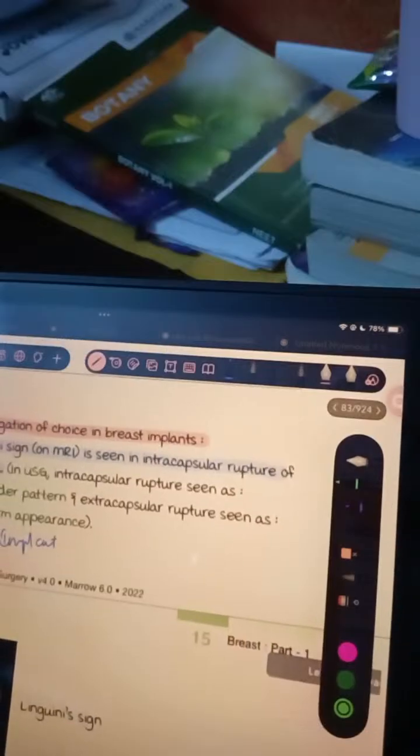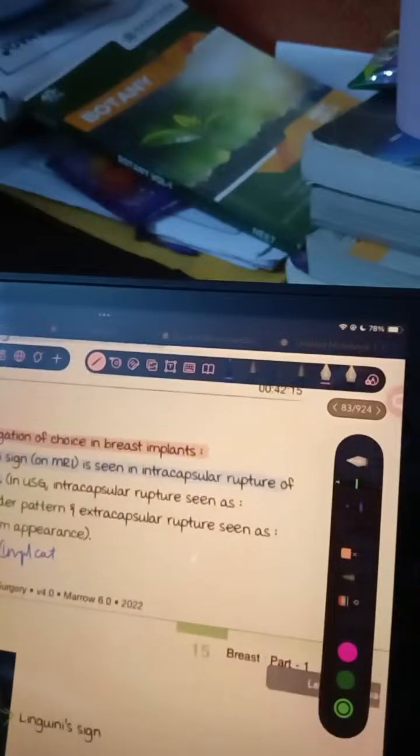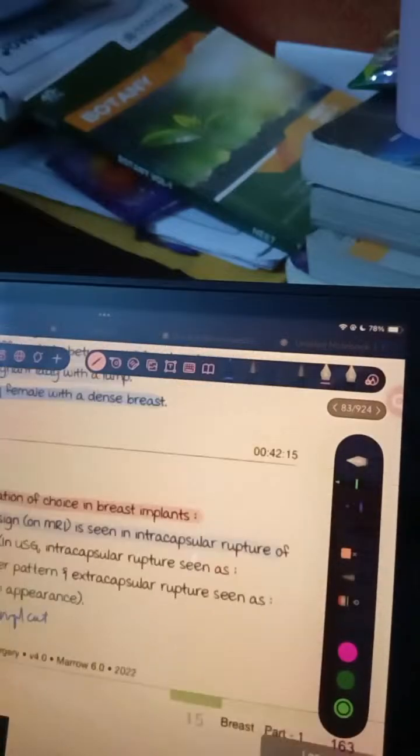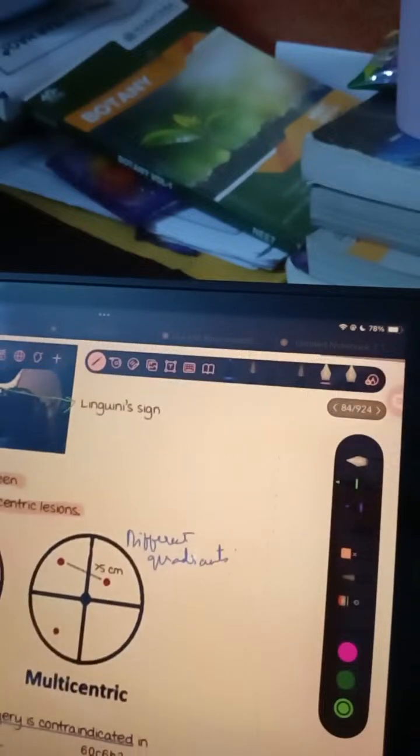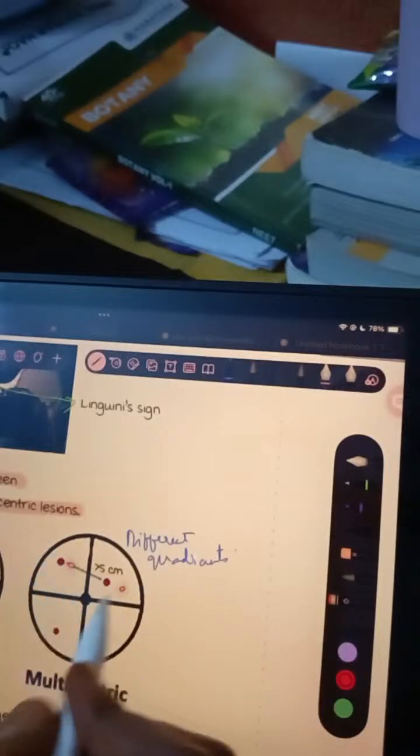See, this is a linguini sign, which is an intracapsular rupture of breast implant. And in USG, intracapsular rupture is seen in a stepladder pattern, and extracapsular rupture is seen as snowstorm appearance. And immediate treatment is removal of implant. And then MRI differentiates between multifocal and multicentric lesion. Multifocal means it is present in the same quadrant, and multicentric in different quadrants.